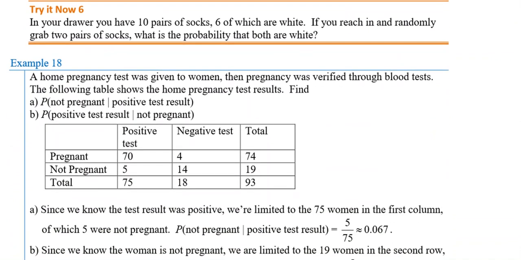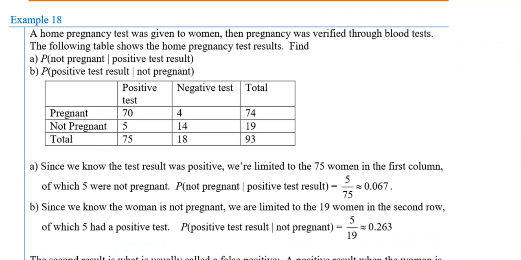All right, let's do one of these table examples again. So it says a home pregnancy test was given to women, then pregnancy was verified through blood tests. The following table shows the home pregnancy test results. Find, and then it says the probability of not pregnant given the positive test result. Okay, so let's do that one first.